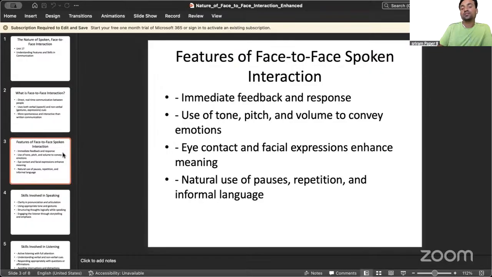Features of face-to-face spoken interaction: immediate feedback and response. Use of tone, pitch, and vocabulary to convey emotion. Eye contact and facial expressions enhance meaning. Natural use of pauses, repetition, and informal language.